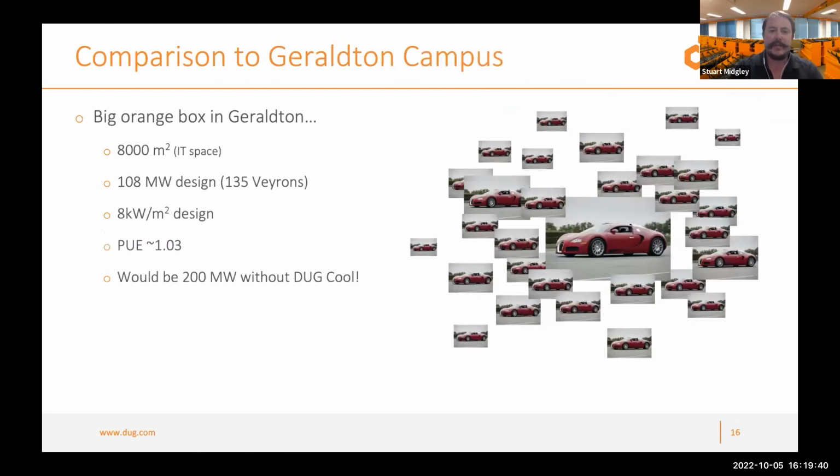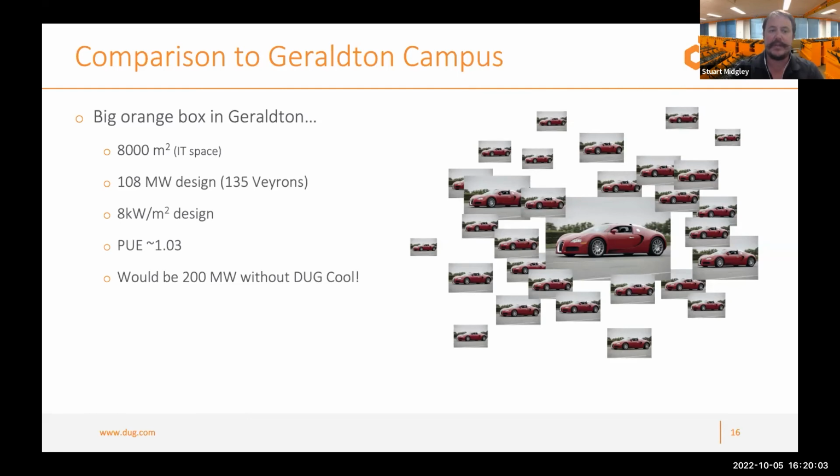Now, to give you some idea of what we want to do in Geraldton. Our facility that we're planning in Geraldton will be about 8,000 square metres of IT space, and we're looking at about 108 megawatts of design. That's about 135 Veyrons, if we want to measure it that way. Again, we're targeting, as we have here in Perth, about 8 kilowatts per square metre.